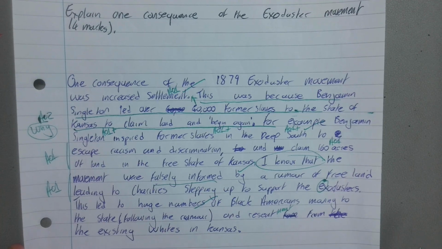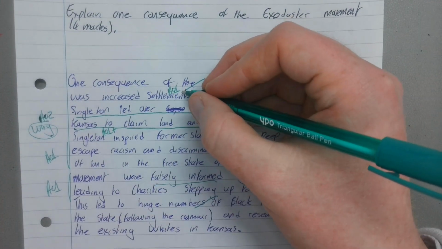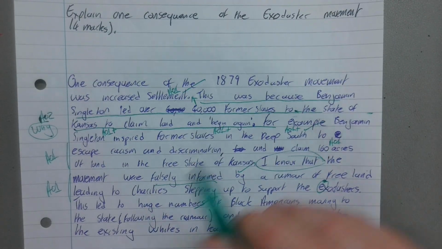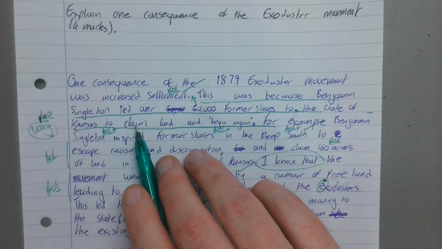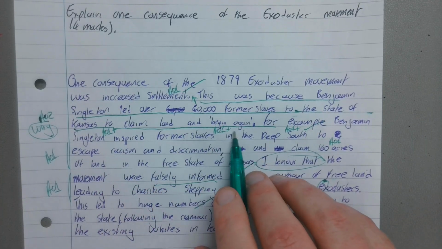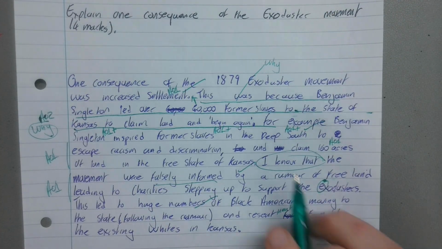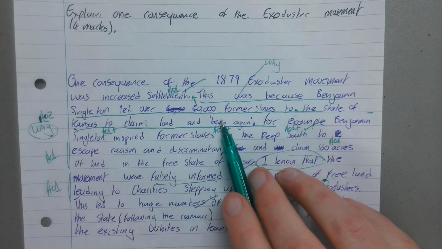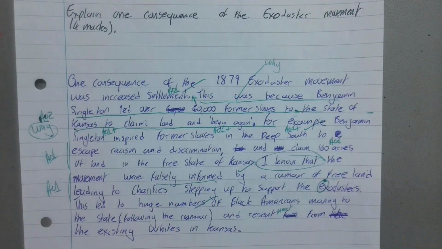So one consequence of the 1879 Exodus movement was increased settlement. As you can see here, I've given myself 1 mark with AO1. This was because Benjamin Singleton led over 40,000 former slaves to the Free State to claim land and begin again. So there, ladies and gents, that is my why. All I've done is I've stated the consequence and I've explained why. For example, Benjamin Singleton inspired former slaves in the Deep South to escape racism and discrimination and claim 160 acres of land in the Free State of Kansas.